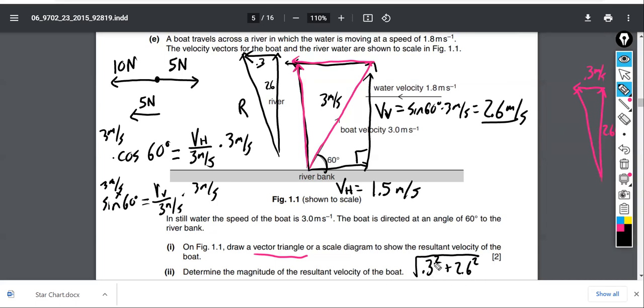In other words, this hardly contributes at all, right? It's like if this is 2.6 and that's only 0.3, then this is actually 2.59 something. This is actually 2.62, like 2.615.